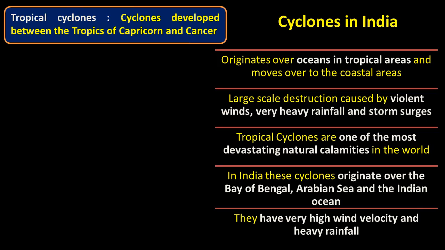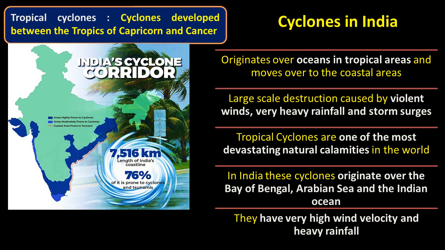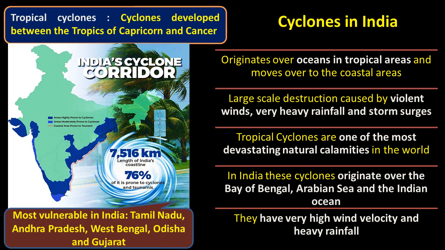In India, these cyclones originate over the Bay of Bengal, Arabian Sea, and the Indian Ocean. They have very high wind velocity and heavy rainfall and hit the Indian coastal states of Tamil Nadu, Andhra Pradesh, West Bengal, Odisha, and Gujarat. These 5 states are more vulnerable to cyclones than the rest of India.